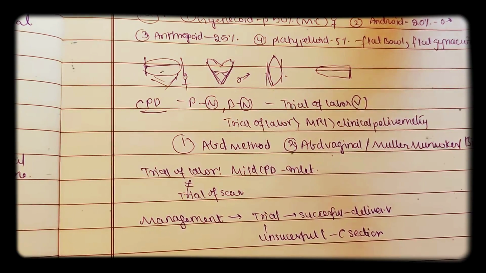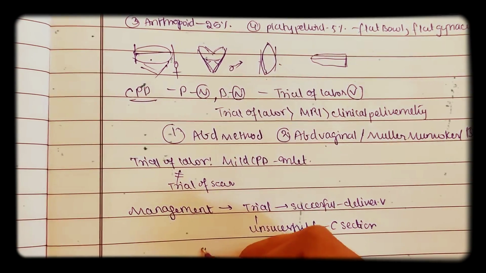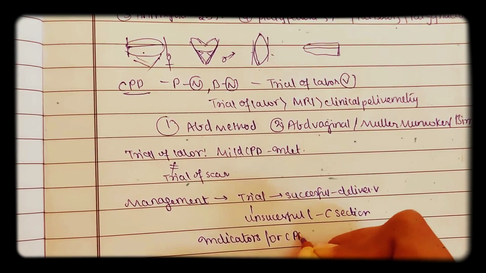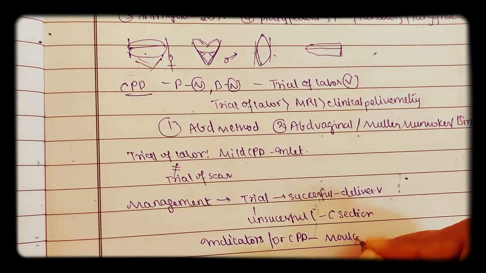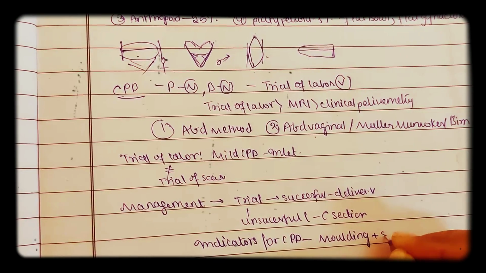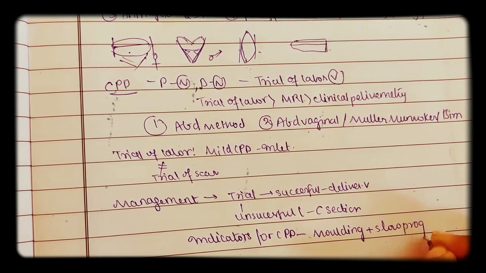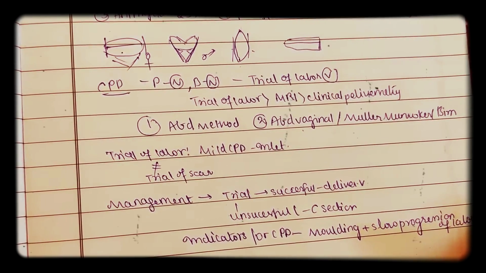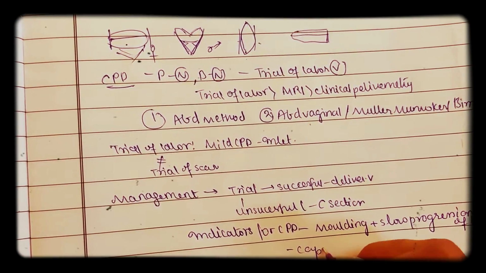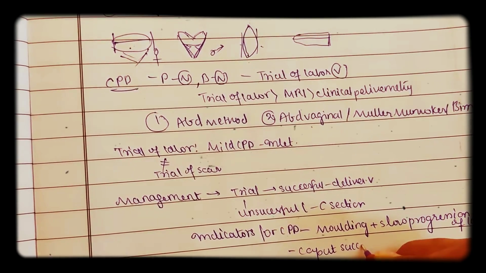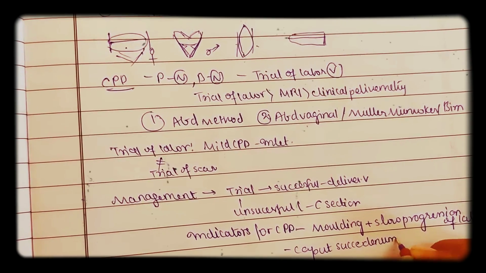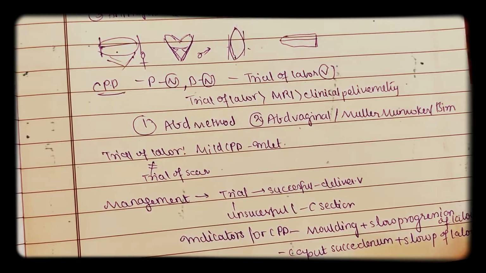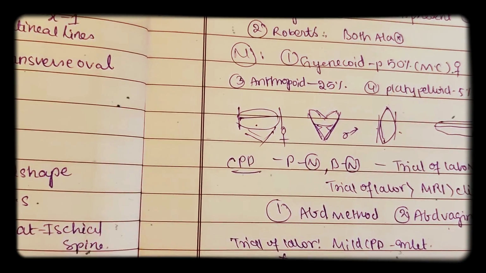So what are the CPD indicators during labor? Let us see indicators for CPD. That is moulding plus slow progression of labor. Already the labor is slow and there is moulding. In that case we suspect CPD. And caput succedaneum and slow progress of labor. So by this we completed the pelvis. Next we'll start with the fetus in another video.